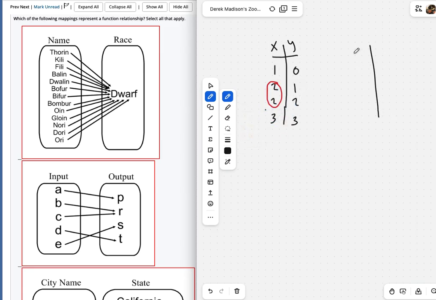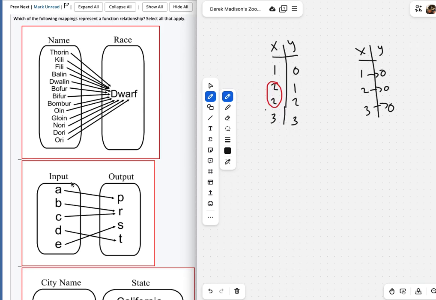you probably have an x and a y up there. When x is 1, y is 0. When x is 2, y is 0. When x is 3, y is 0. So you can have repeats in your y values. The outputs can happen multiple times, but for each input, there can only be the one output. So this would be a function, because for each of these inputs, that's the only output.